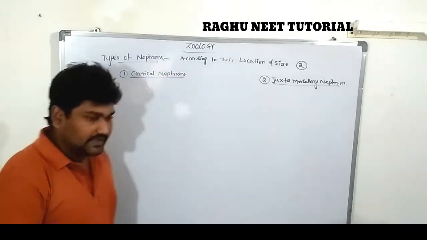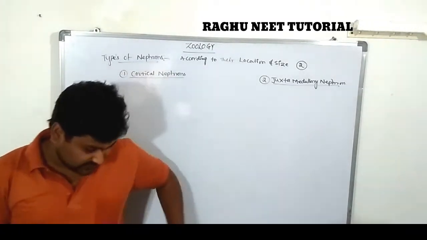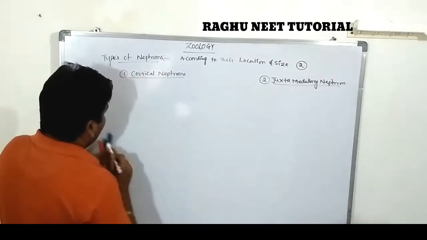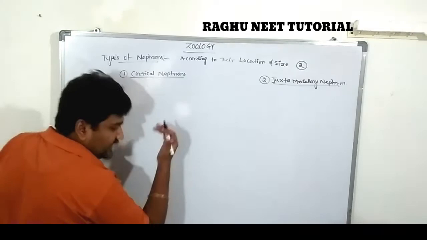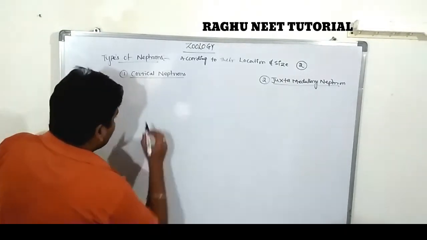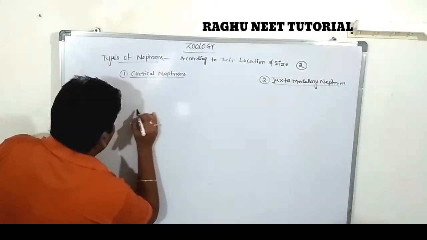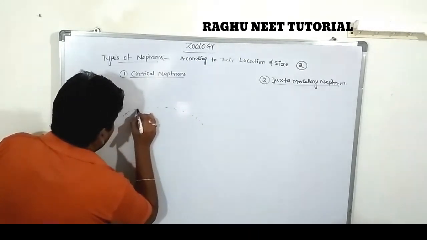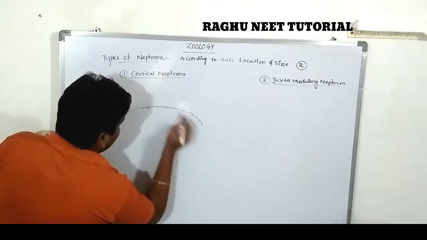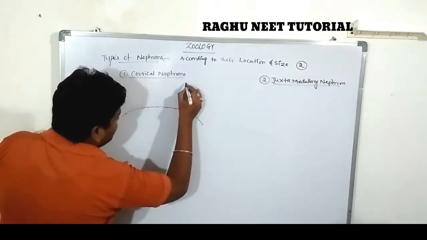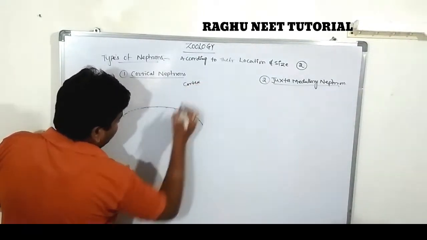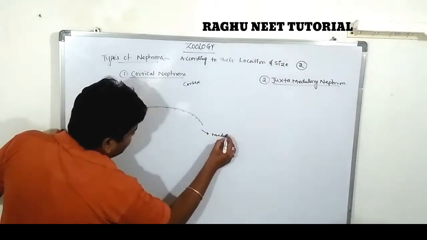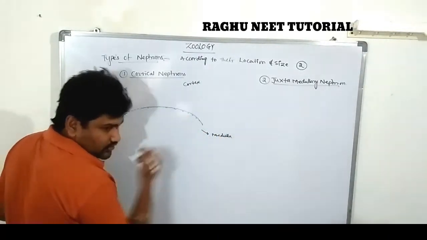So what is the cortical nephron, and what is the juxtamedullary nephron? We are discussing that. In the inner side of the kidney region, there are two zones: the cortex and the medulla. The upper, outer zone is known as the cortex, and the inner zone is known as the medulla. In the previous class we already discussed these zones.